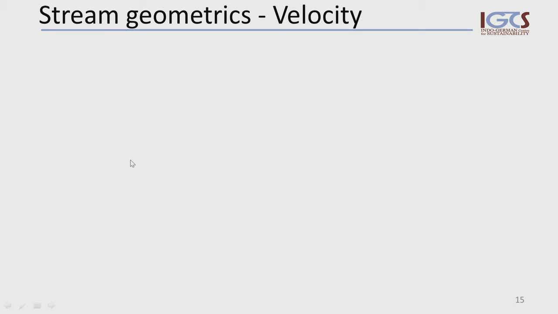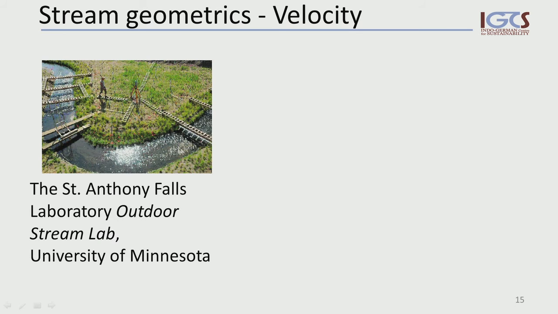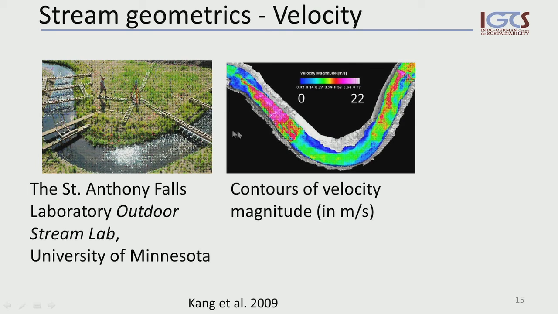Now, having said this, let's look into the stream geometrics and the velocity. And this is an interesting example of an outdoor laboratory at the University of Minnesota. And you see a person here as a scale, and they use that to analyze the impacts of stream geometrics on different interventions and give inputs to stream restoration interventions. And here we have that same stretch here and a measurement of the velocity magnitudes in meter per second. And we see that this starts from a blue, no flow, to a purple, whitish, where we have higher flows reaching, in this case, about 22 meters per second.